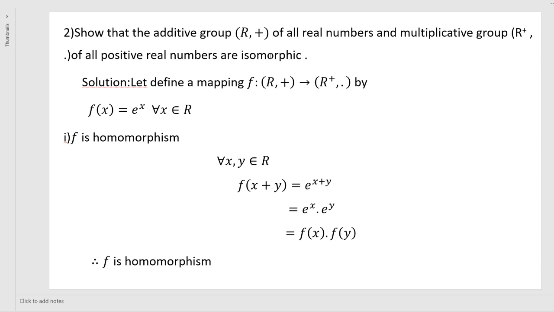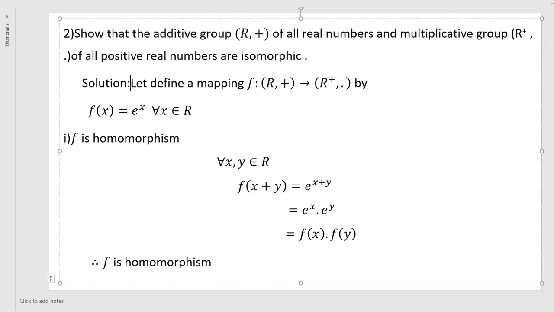So when we say two sets are isomorphic, the function defined between those two sets is a homomorphism, and it satisfies the one-one condition and onto condition, then we say those two sets are isomorphic, right? So consider, let us define a mapping f from (R, +) to (R+, ·) by f(x) = e^x for all x belongs to R. First, f is homomorphism. We have to show f is homomorphism. For this, consider for all x, y belongs to R.